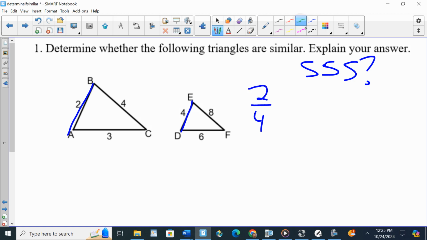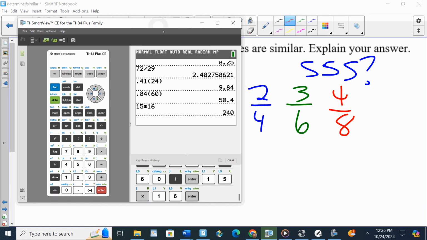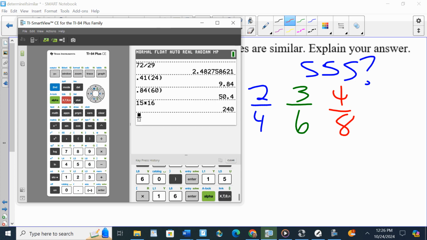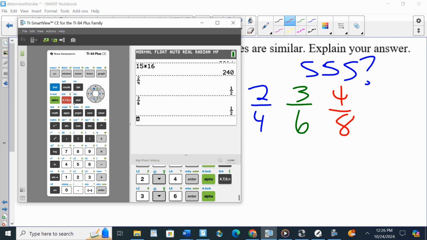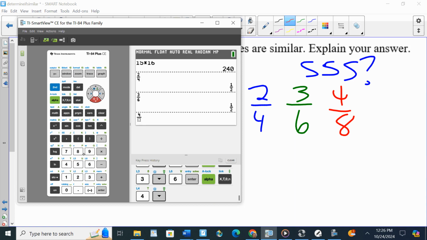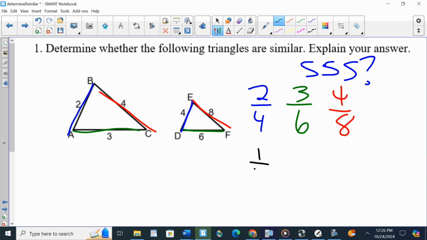2 over 4, 3 over 6, 4 over 8. Now I reduce each of those. You can use a calculator to reduce it if you need to. So 2 over 4, the calculator will reduce the fraction for you, is 1/2. 3 over 6 is 1/2. 4 over 8 is 1/2. They all reduce to 1/2.